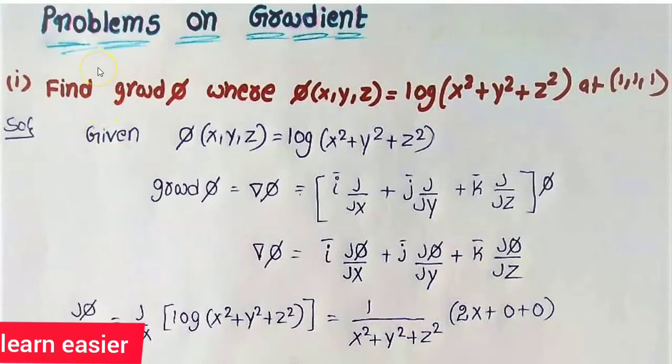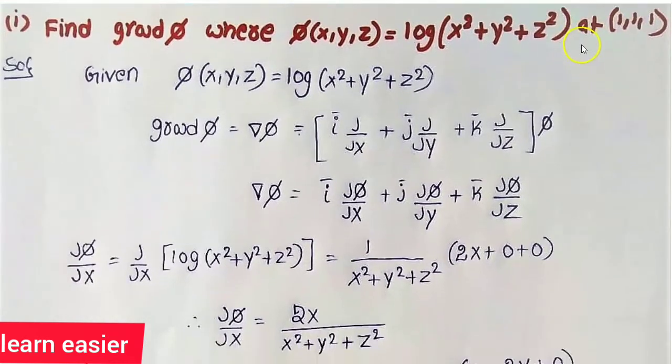Hi friends, today we will solve some problems based on gradient. So here is the first problem. Find grad phi where phi of x, y, z is equal to log of x squared plus y squared plus z squared at the point (1, 1, 1). So we have to find out grad phi for this function phi at the point (1, 1, 1).